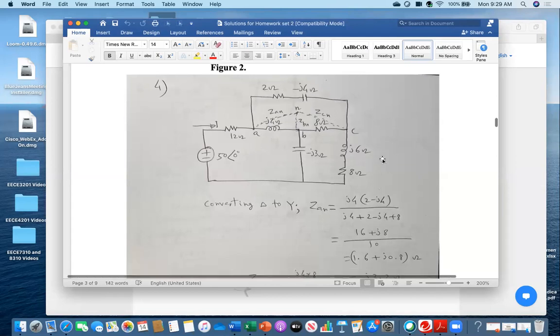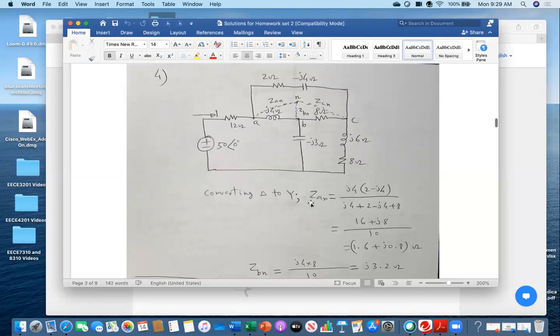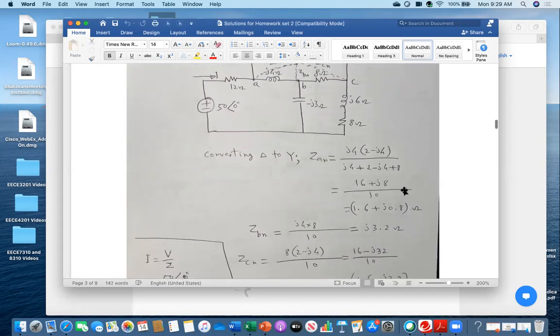So therefore, see, I'm converting delta to Y. So GAN, what will be my value? This value will be this one multiplied by the series combination of this one. Therefore, see my calculation: J4 multiplied by this one, 2 minus J4, and in the denominator, the sum of all these. This means J4 plus 2 minus J4 plus 8. And then see my calculation.